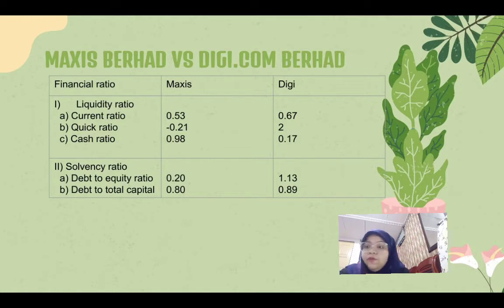Quick ratio for Maxis gets a value of negative 0.21, while DiGi gets 2. This shows DiGi is able to use money or current assets to settle current liabilities in a short time.